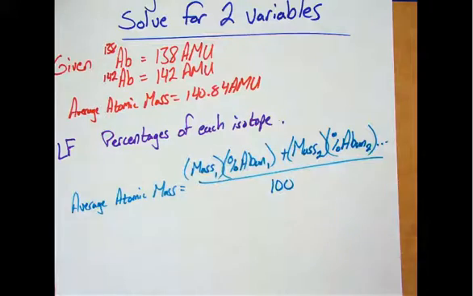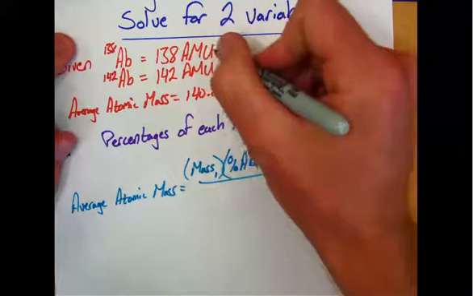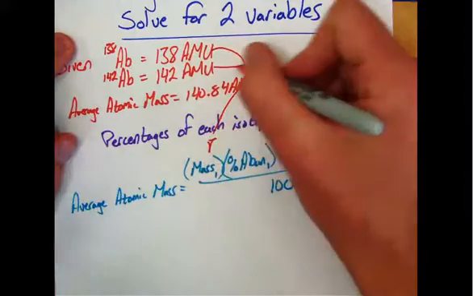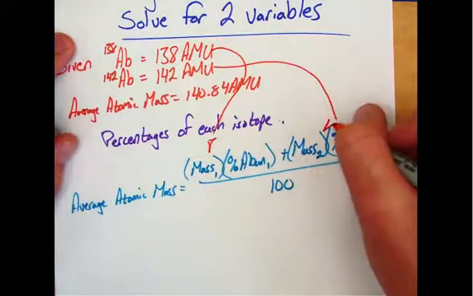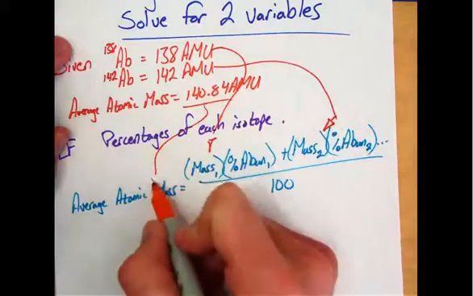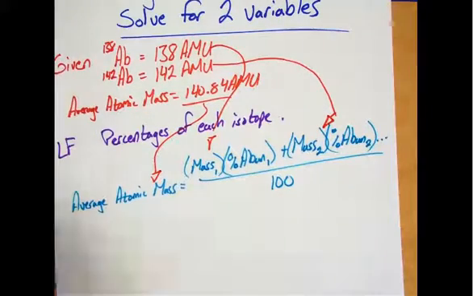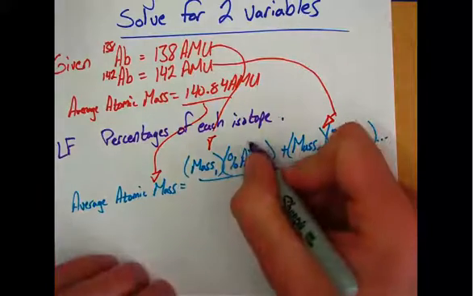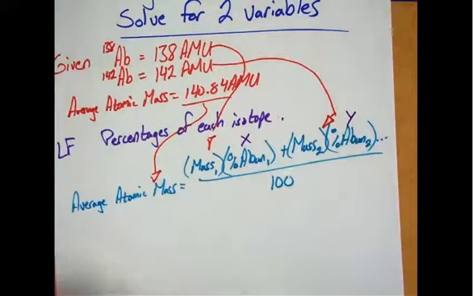Let's see what we can plug in and where. So we know that 138 AMU goes in right here. We know that this goes down right here for mass of 2. And we know that this can plug in down here for the average atomic mass. We are looking for these two numbers, so I can put in an X and a Y. So let's start plugging these in.